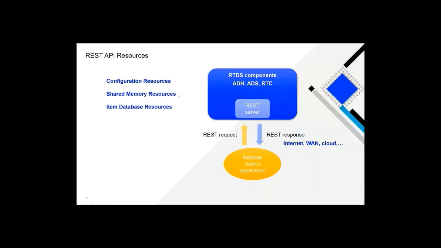And we categorize the REST resources into 3 different groups. We have configurations, shared memory resources, and the item database resource family. We're going to go into more detail later in this session.